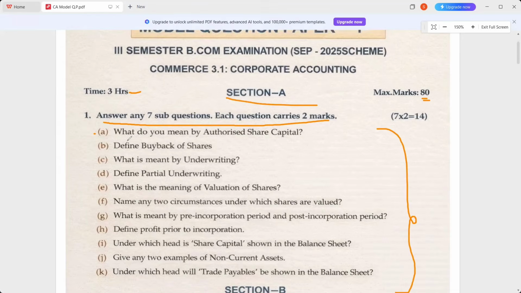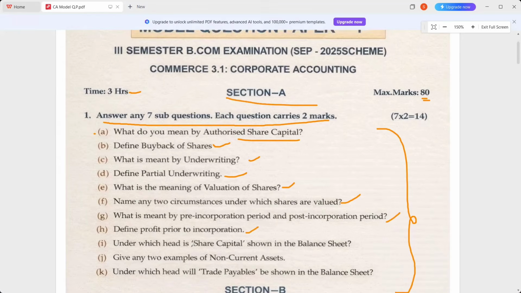So here you can see: what do you mean by authorized share capital? Define buyback of shares. What is meant by underwriting? What is or define partial underwriting? What is the meaning of valuation of shares? Name any 2 circumstances under which shares are valued. What is meant by pre-incorporation period and post-incorporation period? Define profit prior to incorporation.